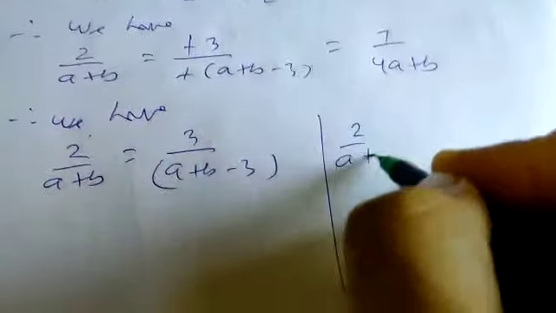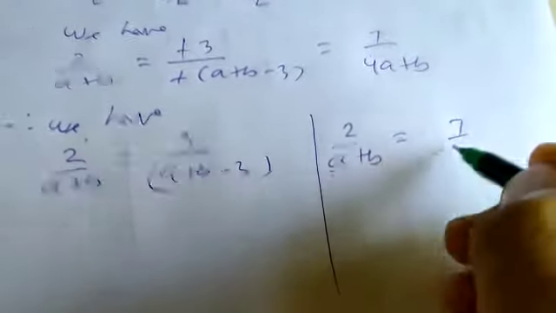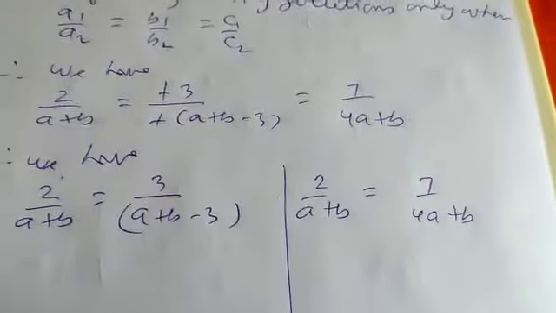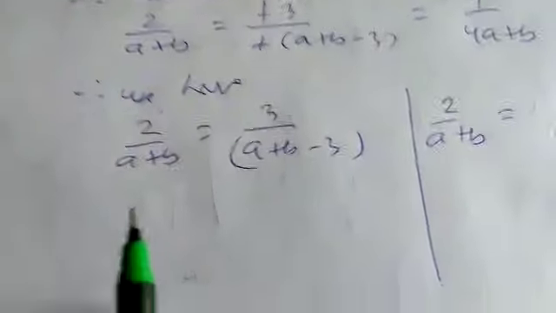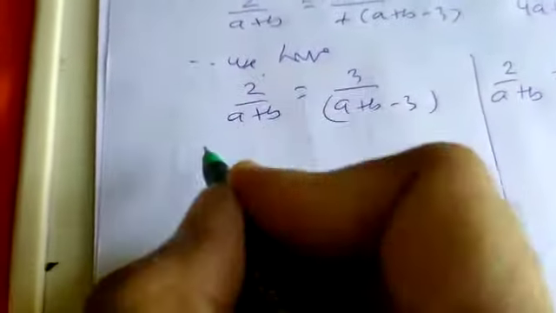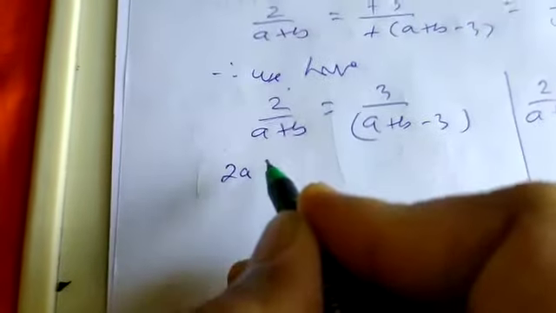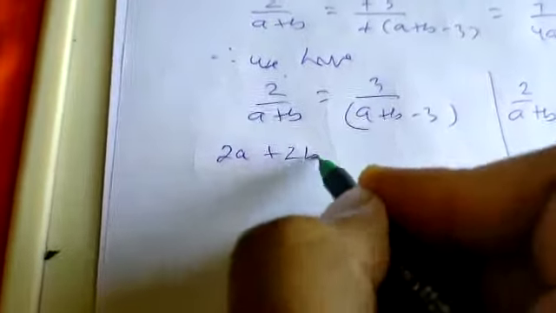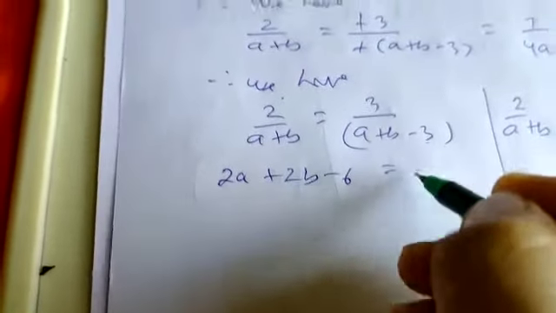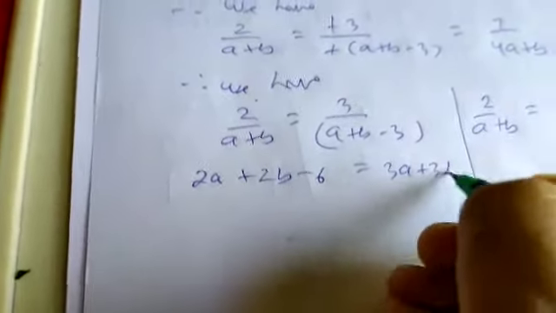2 over a plus b equal to 7 over 4a plus b, because in this case the number of terms is less. Here there are 3 terms. You can take any, the choice is yours. So now solving the first case, cross multiplying: 2a plus 2b minus 6 equal to 3a plus 3b.